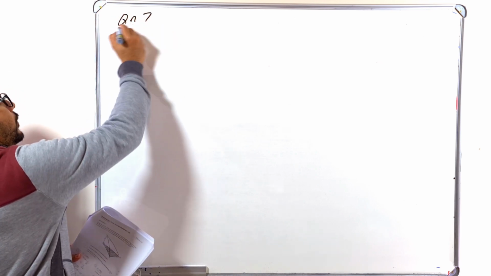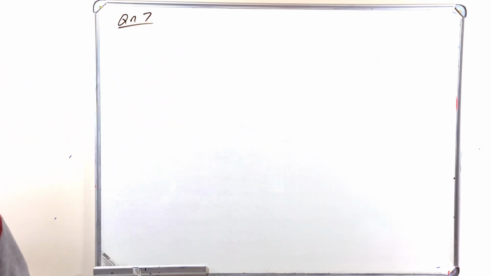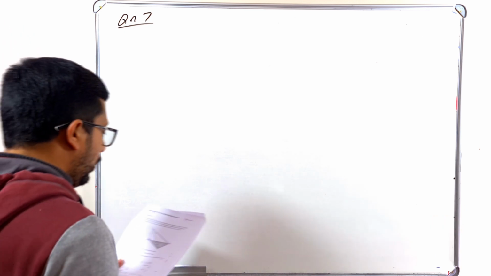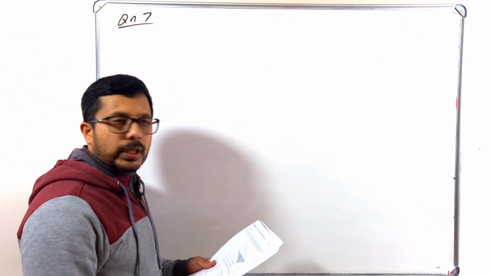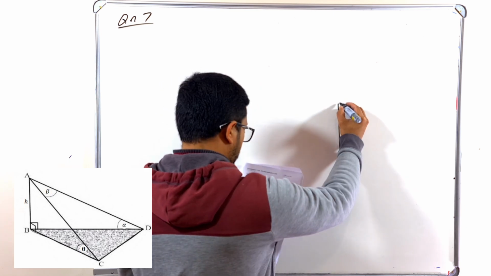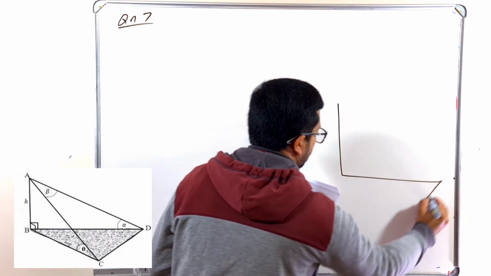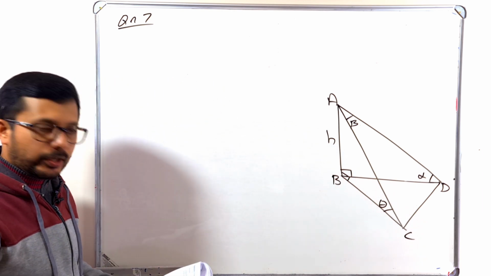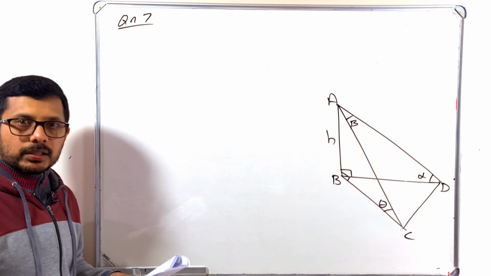Question number 7. What is that question? In the figure below, Tabo is standing at a point A on the top of a building. First of all, let me draw that diagram here, then based on that one I will explain. So this is the given diagram, and based on this one we have to answer the remaining questions.